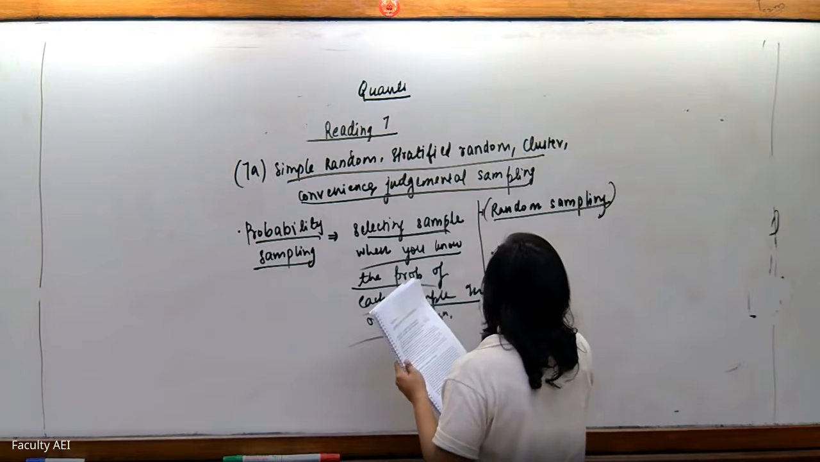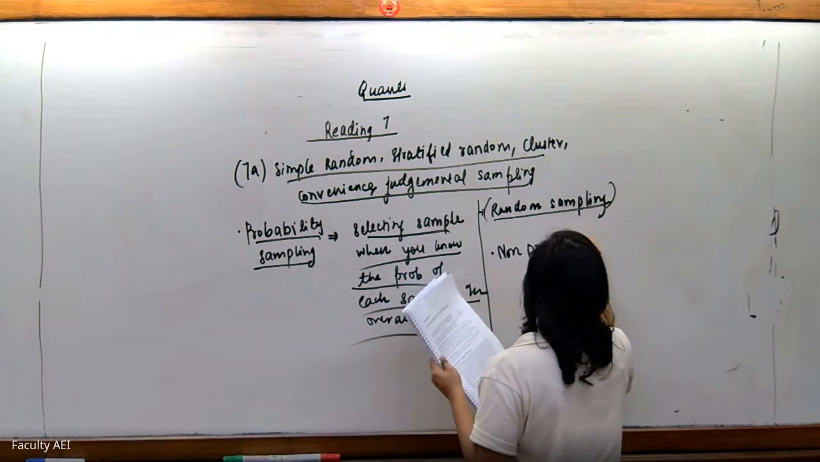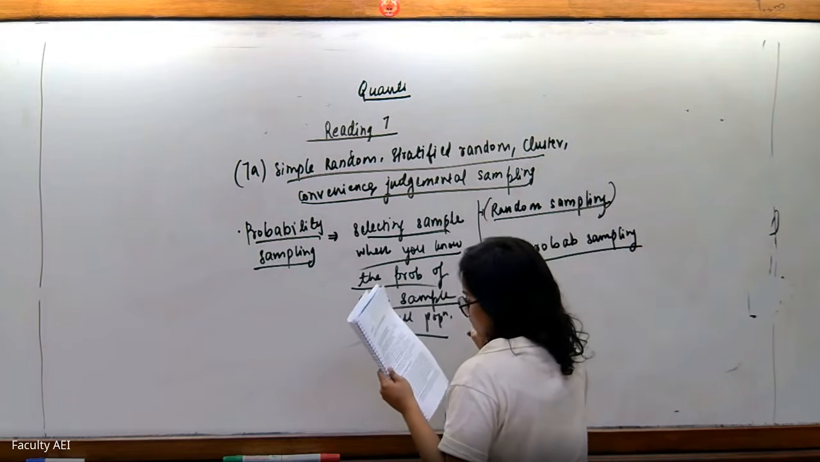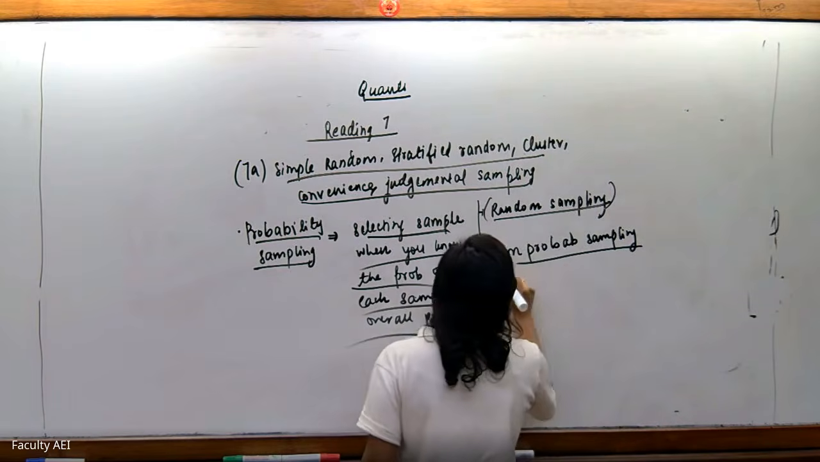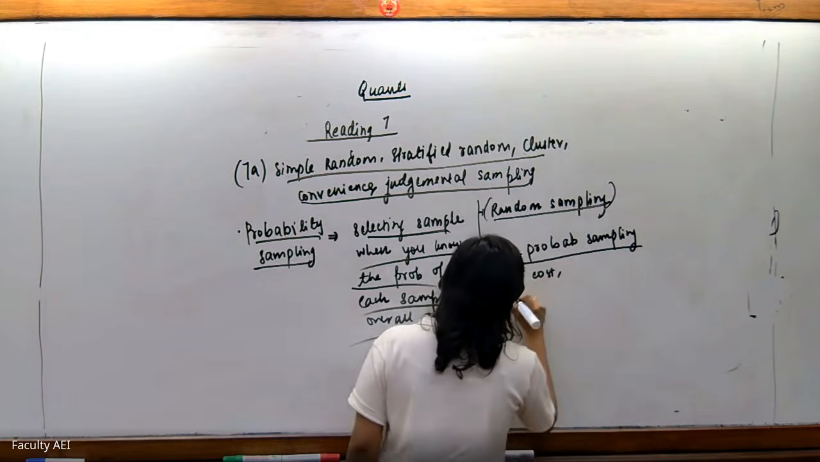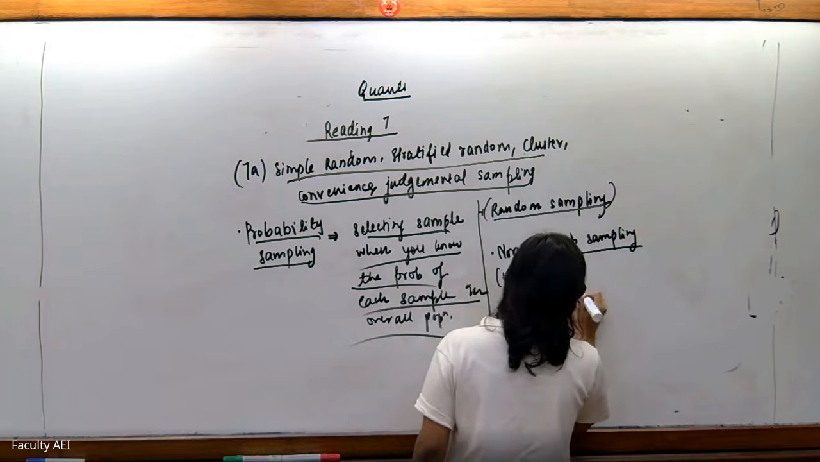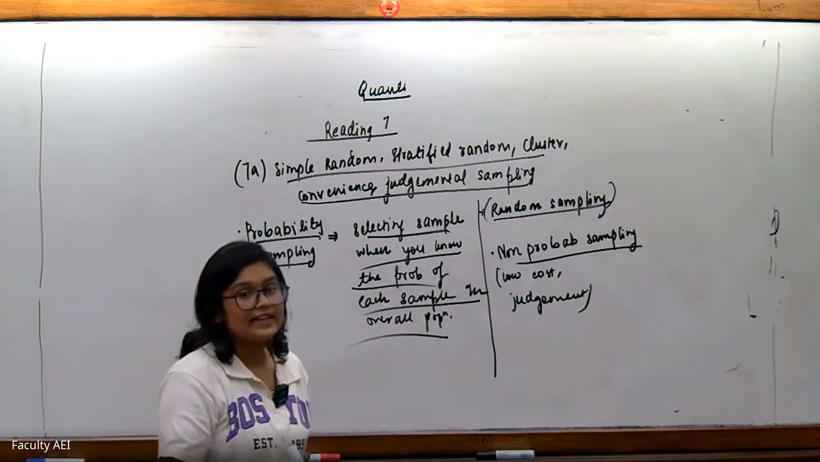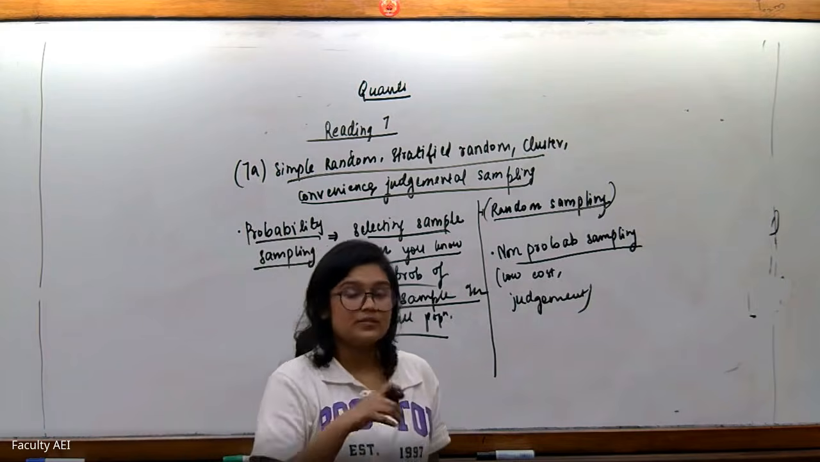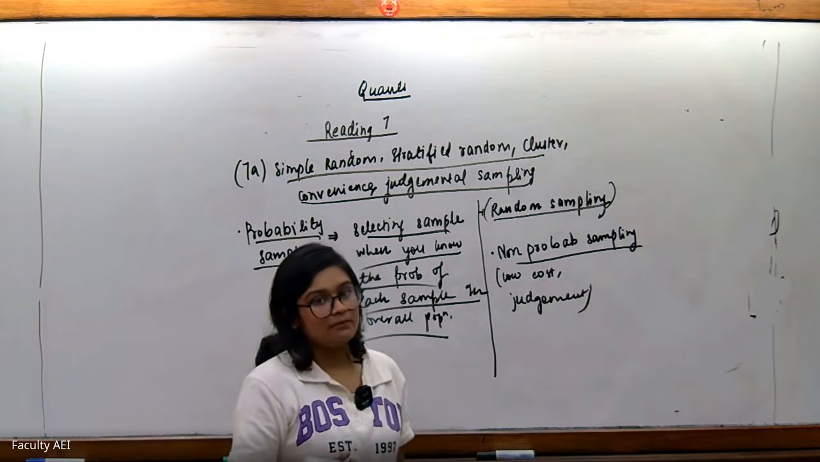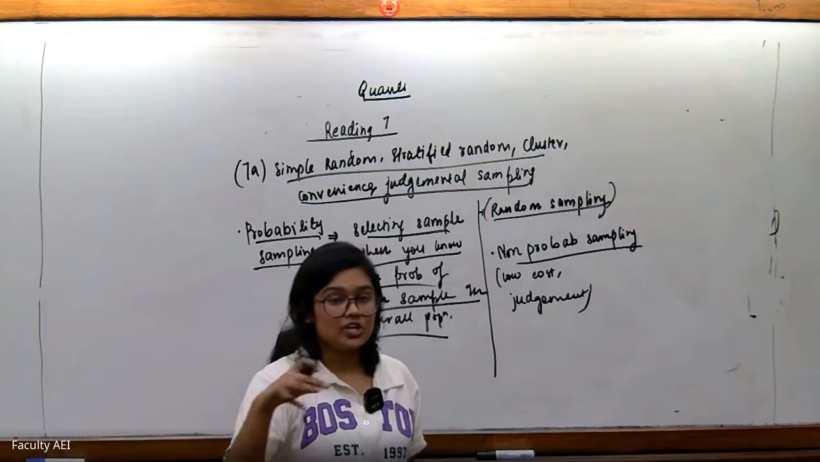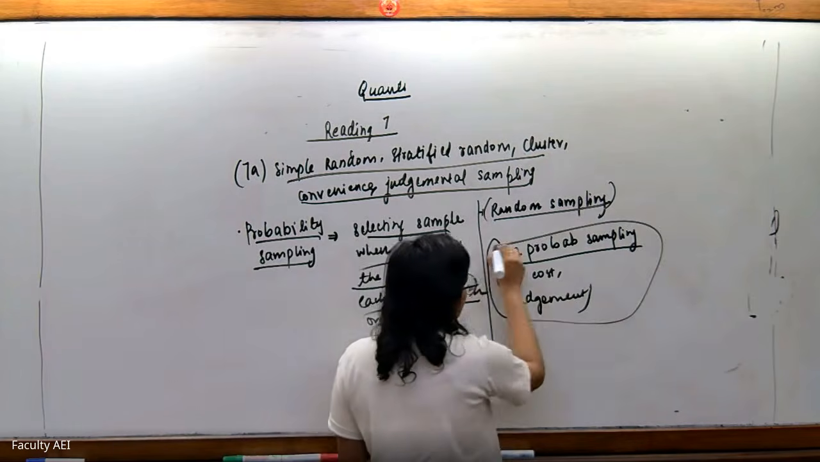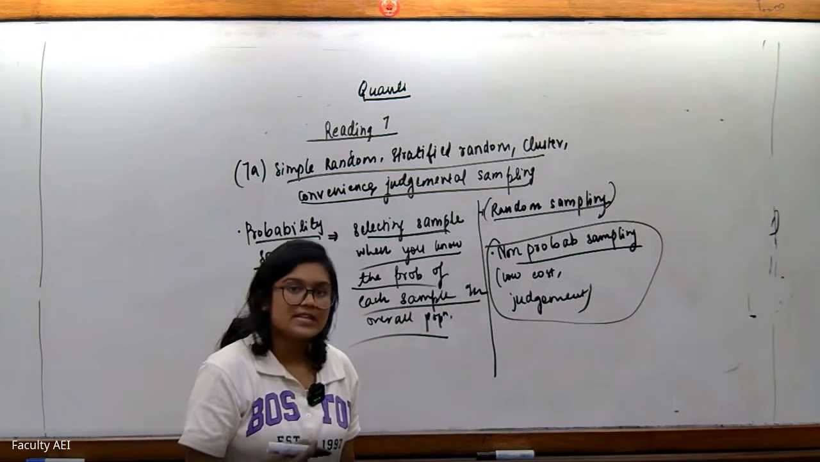Then comes non-probability sampling. Here it is based on low cost judgments. Here no probability is involved. It is not that you are assigning some probability to some samples and picking out samples on the basis of that, or randomly picking out the samples. You are not assuming that each value in your population has equal chance of coming up in your sample. Here it is more like you didn't get any sample.